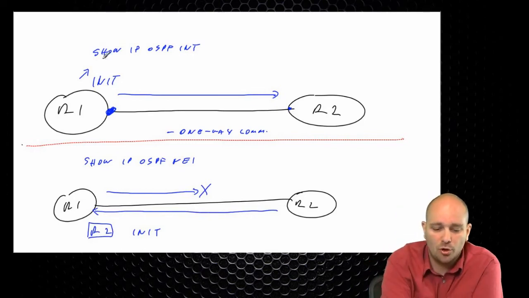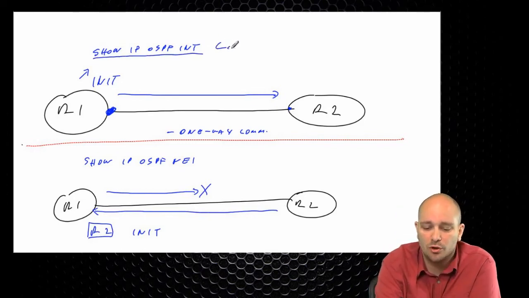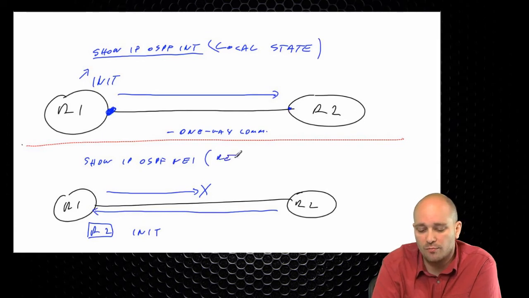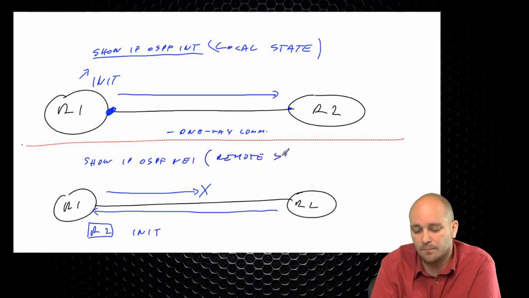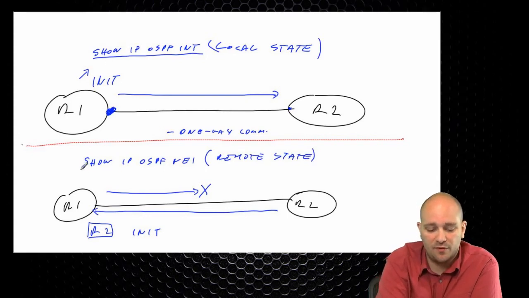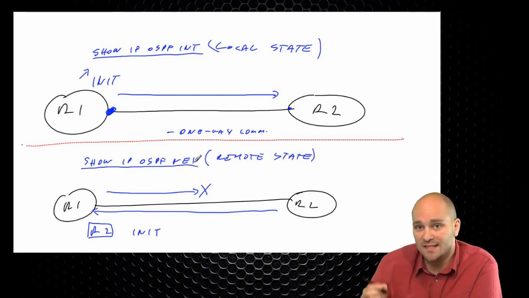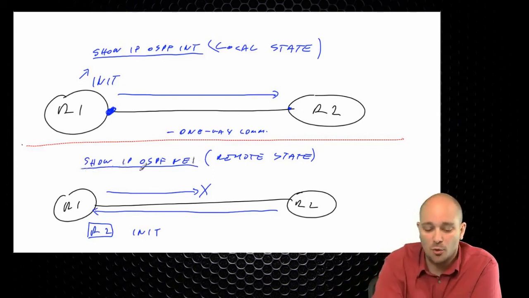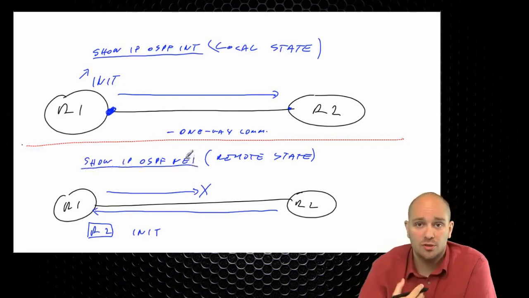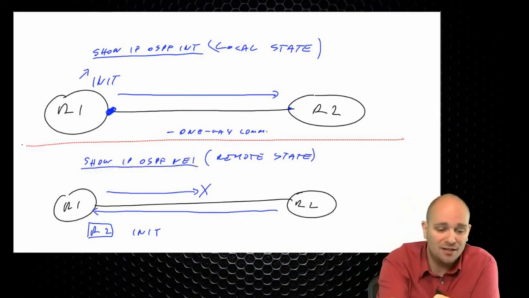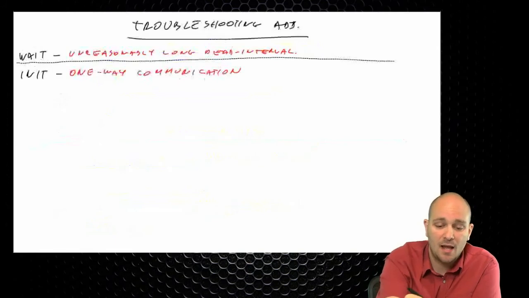So it's important to know that this will show you the local state machine, and that this will show you the remote state. If you're running show ip ospf interface, you are seeing the interface state on your own local interfaces, but show ip ospf neighbor shows you the information from the other neighbor. So that would be the number one reason for routers being stuck in init. Another would be hello mismatch.